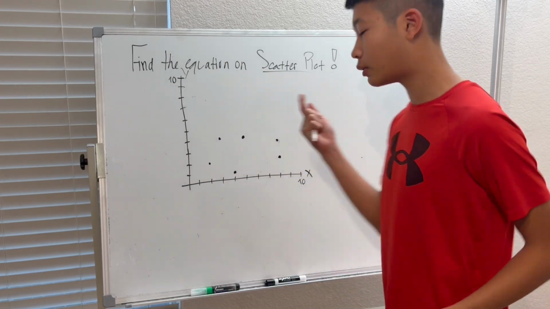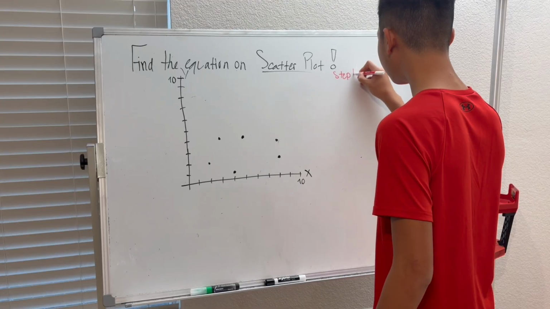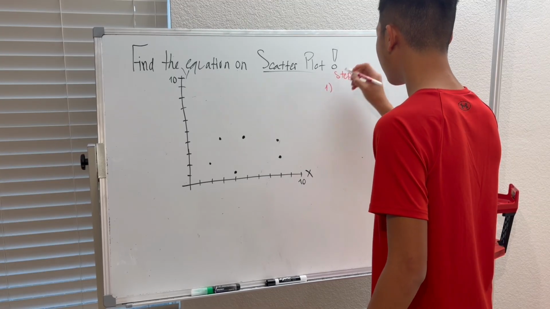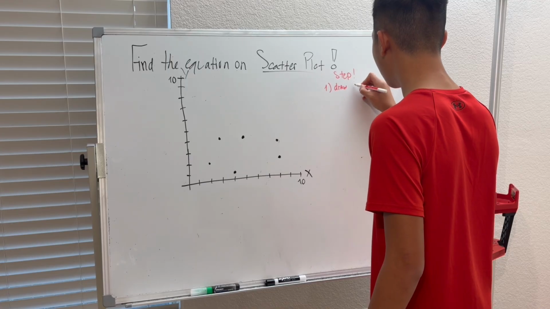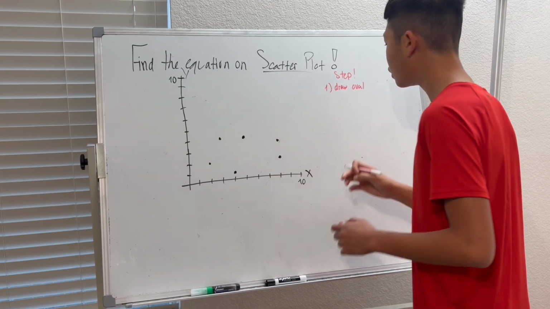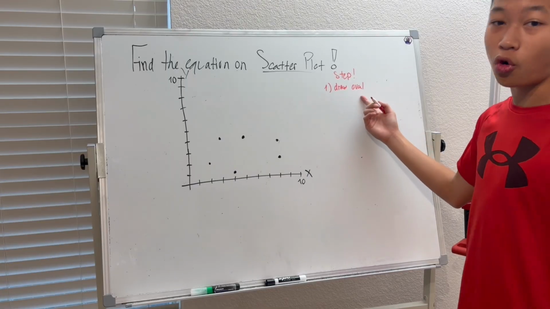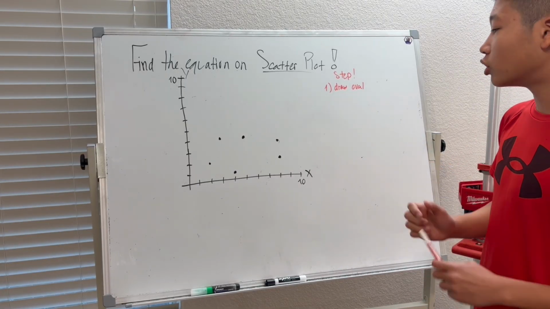I'm going to write the first step for you. So right here is step 1. First step, draw an oval. I don't know if I spelled oval right, or like an oval shape, but hopefully I did it right. So how do you draw the oval?